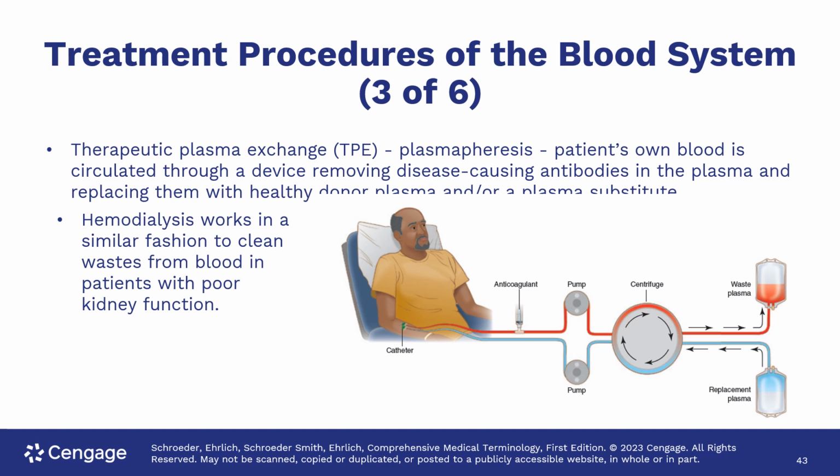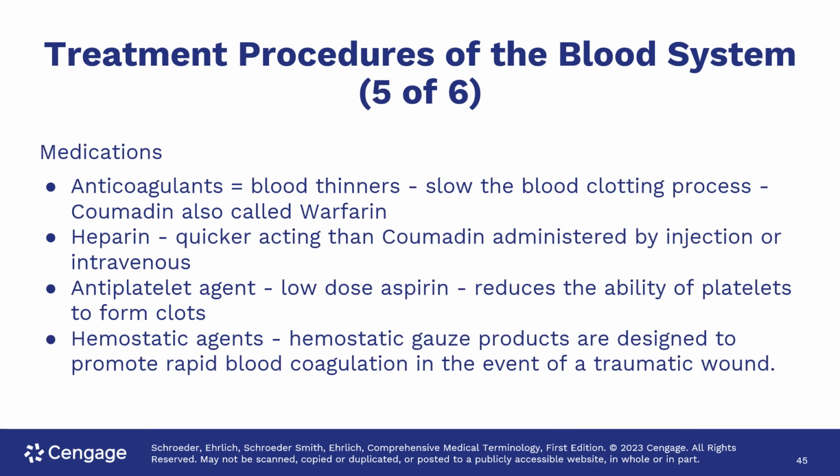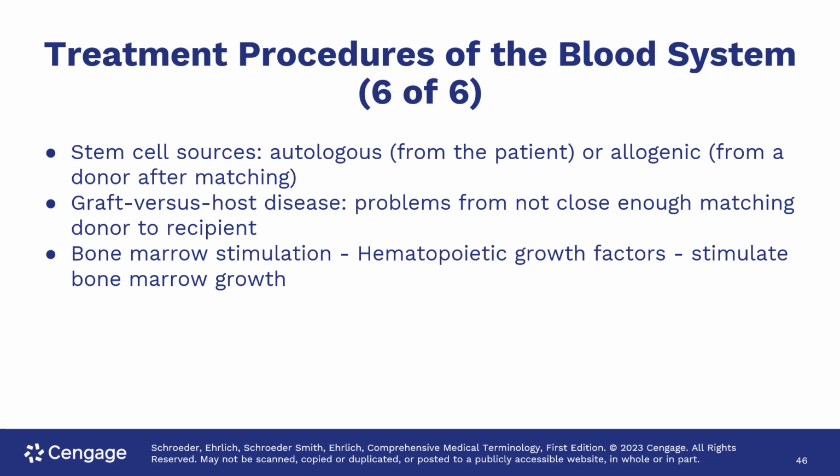Plasmapheresis and hemodialysis both use machines to clean the plasma or whole blood respectively outside of the body. Stem cell transplantation is used in cancer treatment. Medications include anticoagulants, antiplatelets, and medications that promote coagulation. Stem cells, either self or donated, and bone marrow stimulation are also treatments available for blood diseases.